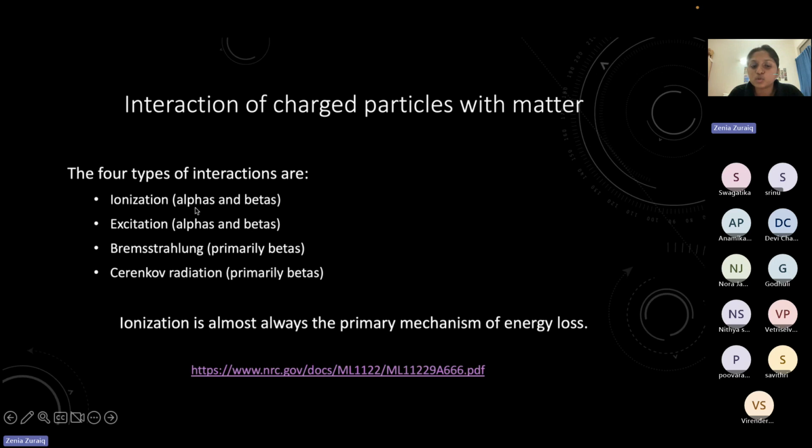And here by charged particles, I'm mostly meaning the positive alpha particles, which by now you know are the helium nuclei, and the beta particles. Beta is another name for electrons, negatively charged beams. And of course there are gamma rays, but gamma rays, as you know, are basically photons. They come from electromagnetic spectra and interact a little differently, which we will see shortly. Charged particles interact broadly in four ways: ionization, excitation, Bremsstrahlung, and Cherenkov radiation. Bremsstrahlung and Cherenkov are mainly for electrons, whereas ionization and excitation happen for both positive and negative particles. And ionization is almost always the primary mechanism of energy loss.